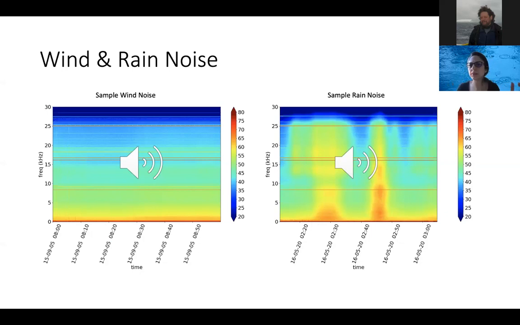So it's kind of like a uniform distribution of noise and frequency, a little bit higher spectrum in lower frequency and a little bit lower in a higher frequency. But let's listen to the rain signal.